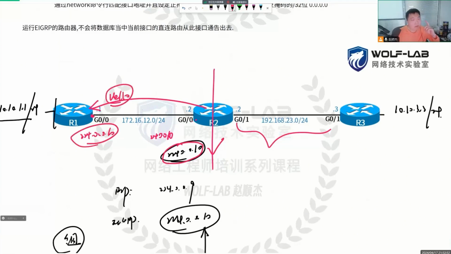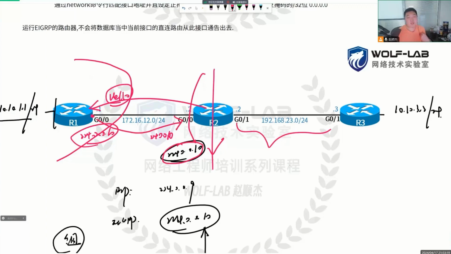First of all, as long as the hello packet sent by the neighbor is received, this interface of mine is running EIGRP. I joined the multicast group 224.0.0.10. As long as the neighbor's hello packet is received, I can establish a neighbor relationship. What do I mean? It means my neighbor comes to visit me, then I think he is my neighbor.